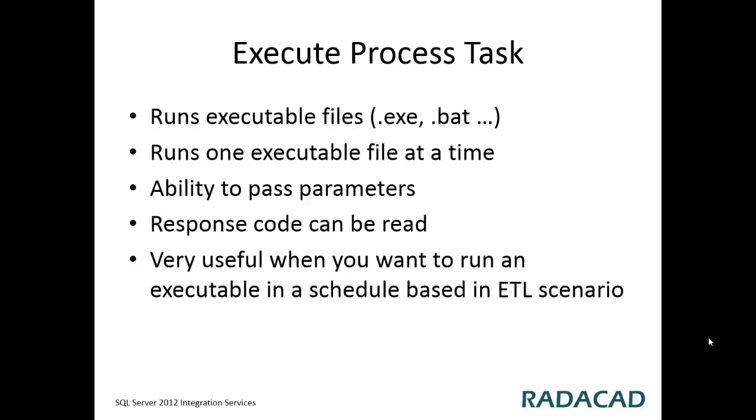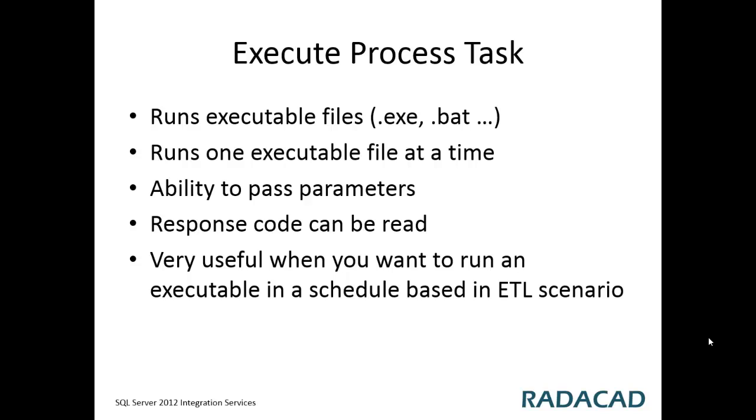Execute process task. Execute process task is a control flow component that provides the ability to run executable files in SSIS control flow. These executable files can be exe files or bat files, and you can run one executable file at a time with this execute process task. Actually, if you run a batch file, then in that batch file you can have multiple executable files, and this will run multiple files as well. So don't worry about running multiple executable files with this task as well.